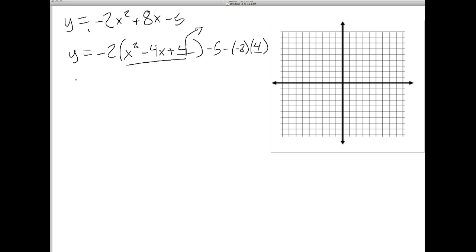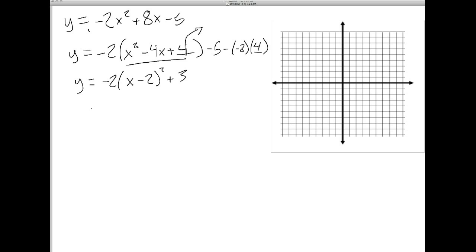Now, let's factor this. This would become y equals, we've got negative 2 on the outside, that's our a. This is going to become x minus 2, and then that quantity squared. Now we've got negative 5 minus negative 2 times 4. Well, this is going to become negative 8, so negative 5 minus negative 8 becomes plus 8, so this is actually going to become plus 3. So there's our equation in standard form.